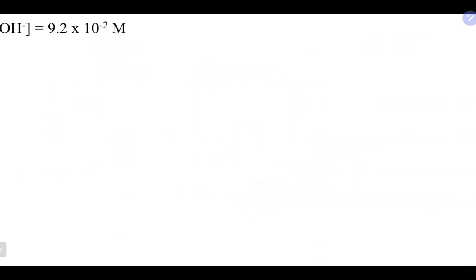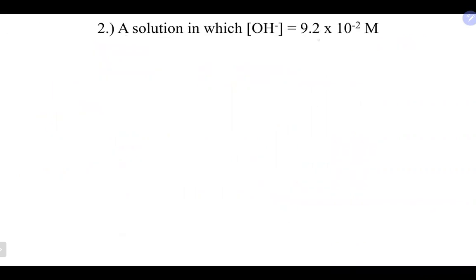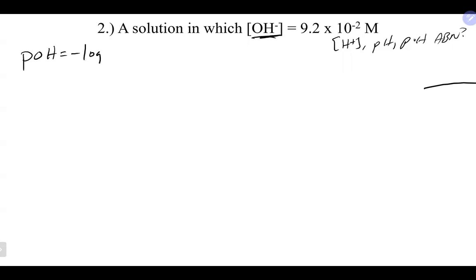Okay. The second one here, we're looking for really the same stuff, except we're looking for H plus in this case, pH, POH, and acidic, basic, or neutral. So let us see. In this case, I'm going to get the POH, because I do have the OH given to me: minus the log of 9.2 times 10 to the minus 2. That will give me a POH of, looks like, 1.04.